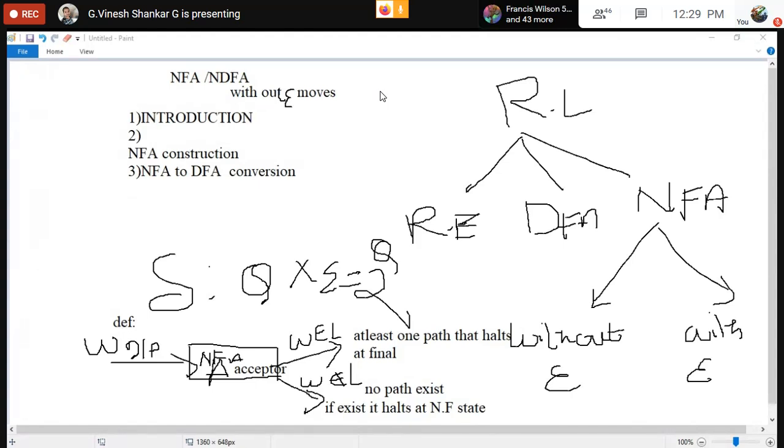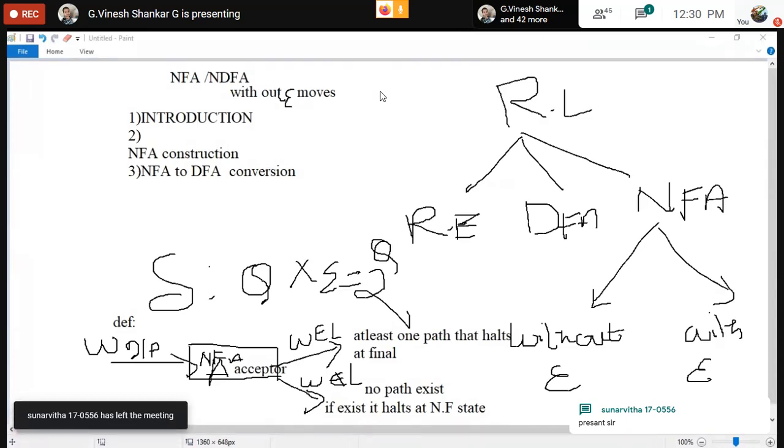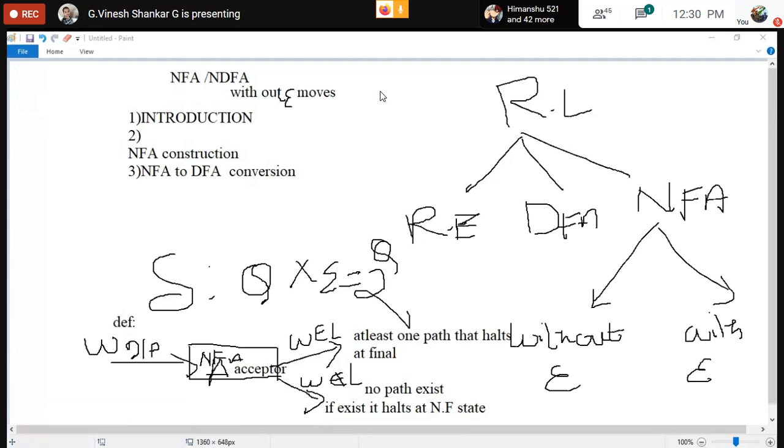If the string doesn't belong to the language, it will halt at a non-final state. Sometimes there is no path. Even if the path exists, it will reach a non-final state. Is it clear? Please respond.